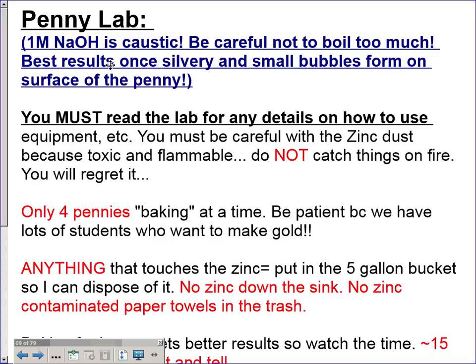The sodium hydroxide, NaOH, is a really strong base. So just like acids can burn you, bases can burn you. This is one of our more hazardous labs. So I know some of you are like, okay.